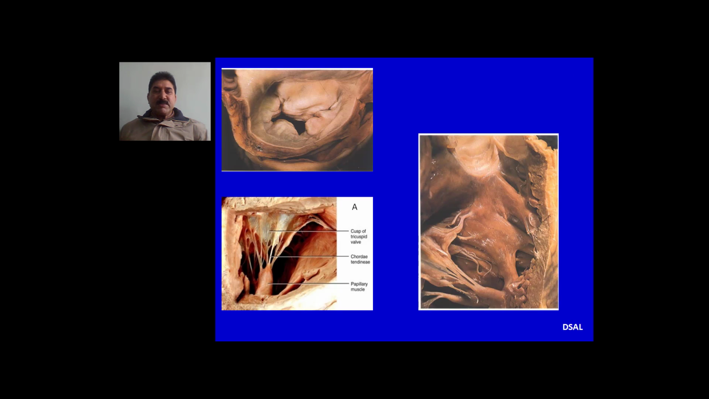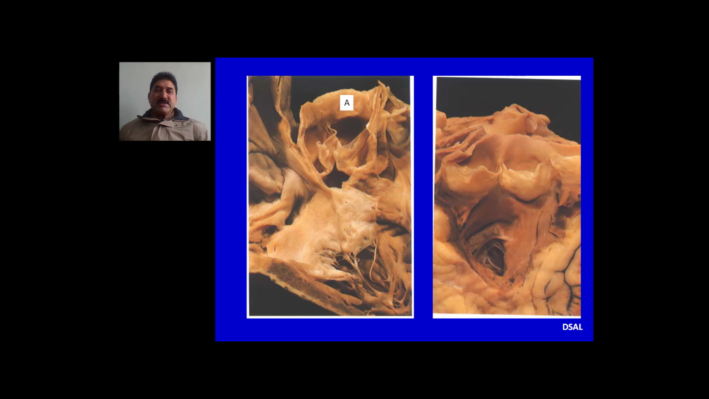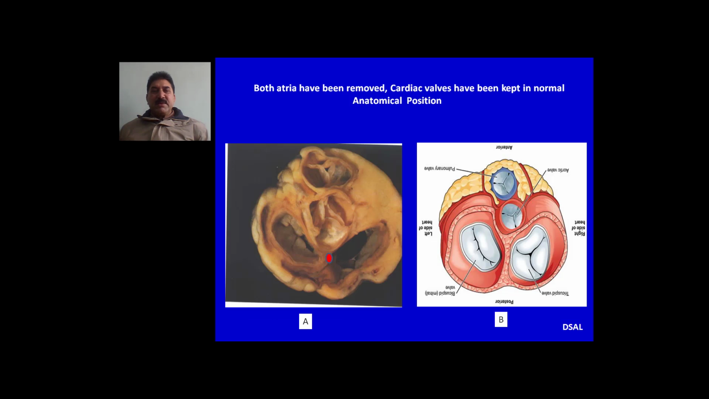In this wet specimen, this line represents the free margin of the tricuspid valve. The second line represents chordae tendineae and the third line represents the apex of the papillary muscle. B represents the septomarginal trabeculae, C represents the anterior papillary muscle, and D represents the tricuspid valve. Here A represents the aortic valve, B represents the pulmonic valve. Now in this specimen, you can see how to keep these valves in normal anatomical position.